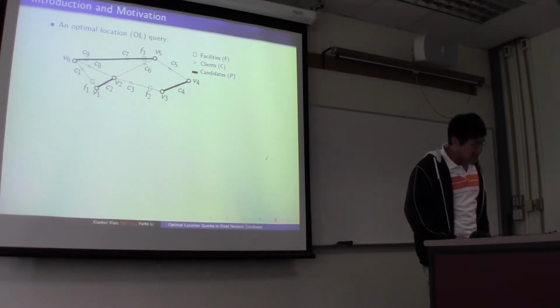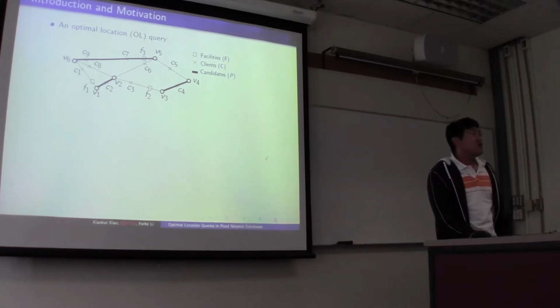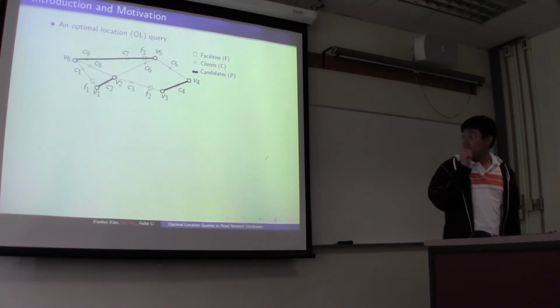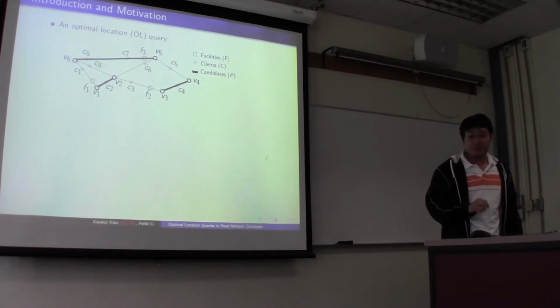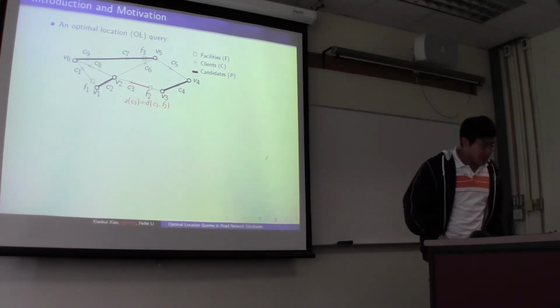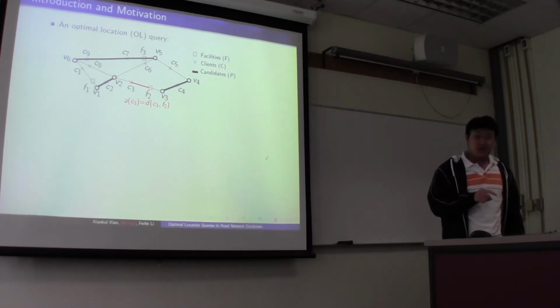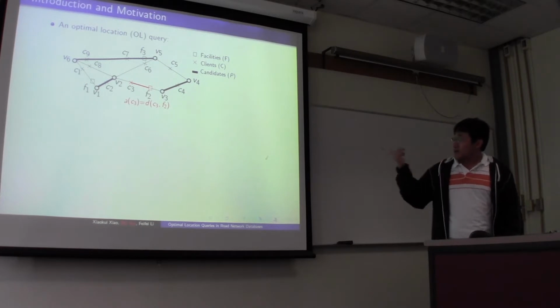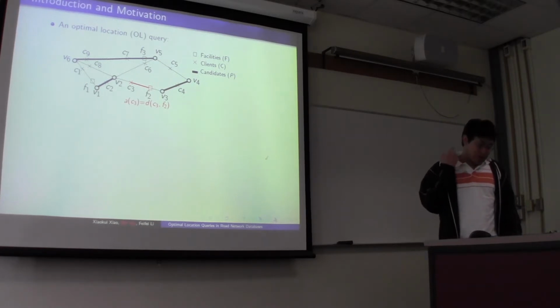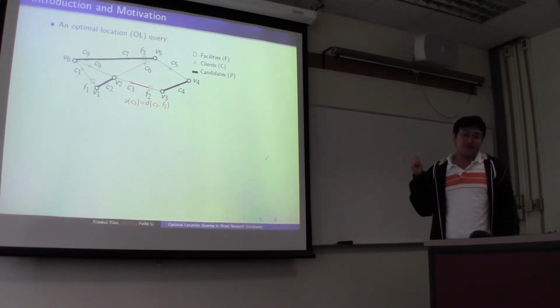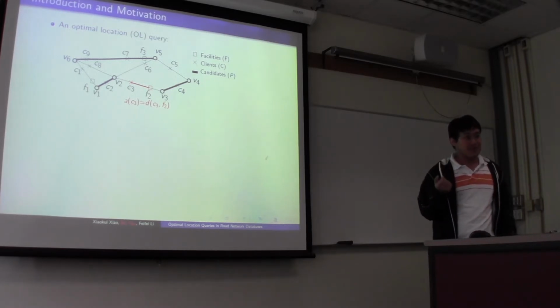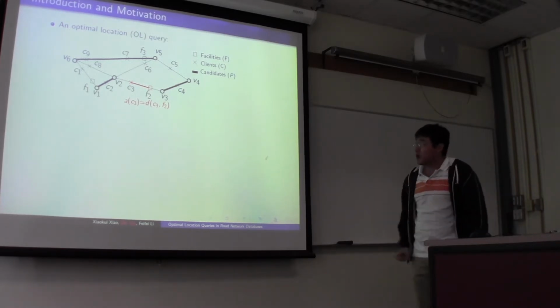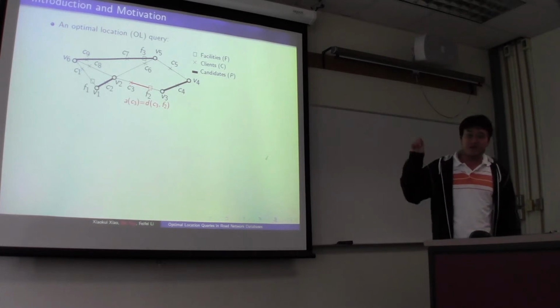Let's look at an example. Suppose we want to build a facility to attract as many clients as possible. In this scenario, if a client C's nearest facility is F, here it is F2, then we say C is attracted by F, or F is the attractor of C. And the distance between these two points is called the attractor distance of this client.